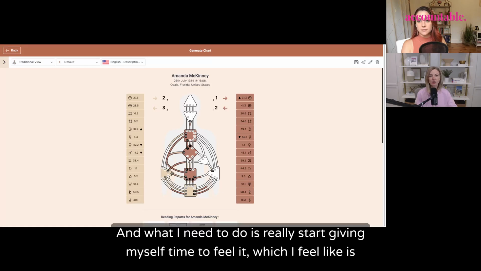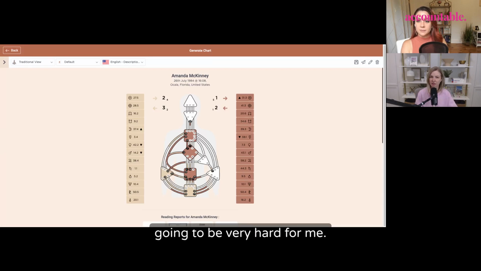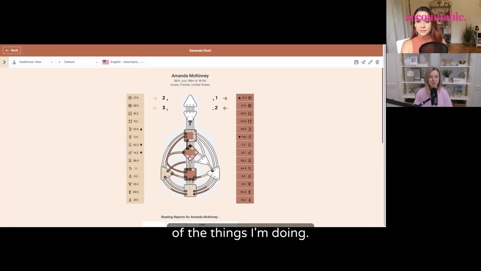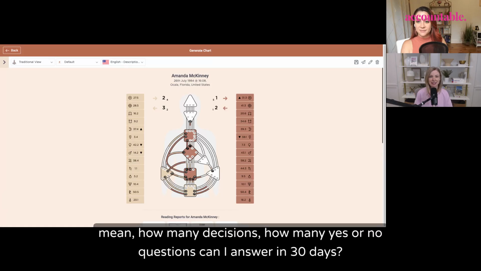And what I need to do is really start giving myself time to feel it, which I feel is going to be very hard for me. But I'll journal about this. My thought process with going through these interviews was, I'm going to track pretty much everything I'm doing. So I'll write it down for 30 days. How many decisions, how many yes or no questions can I answer in 30 days? It'll be a lot.